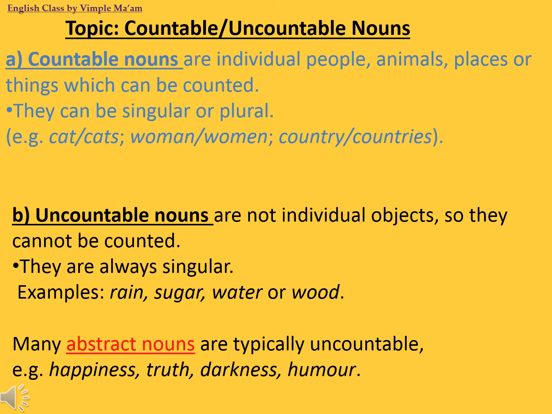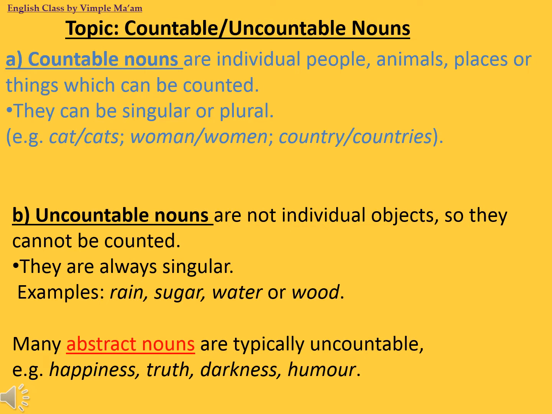Now coming to uncountable nouns. They are not individual objects. That means they cannot be counted or divided into separate elements. So uncountable nouns, as the name suggests, cannot be counted in numbers. They are always singular. For example, if we are talking about water, we cannot count one water, two water. We have to count it like one bottle of water or 1 liter of water. It has to be counted as a whole.